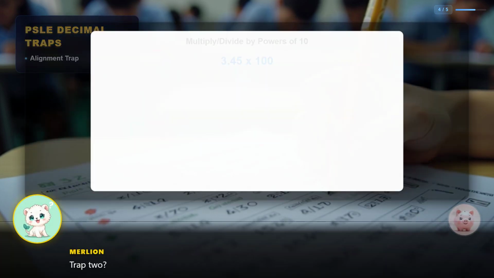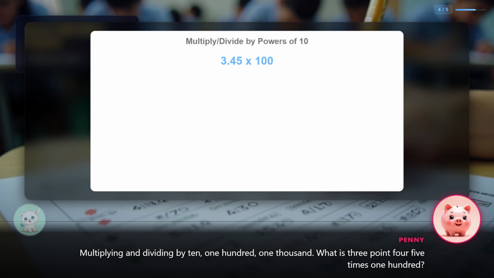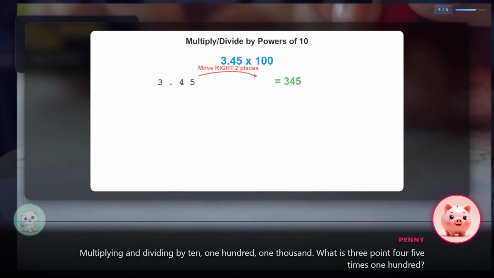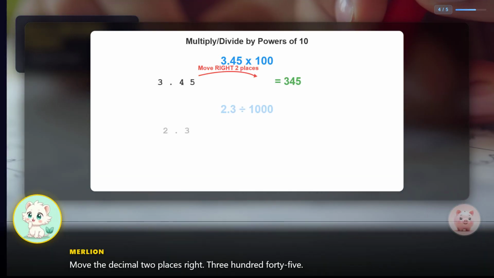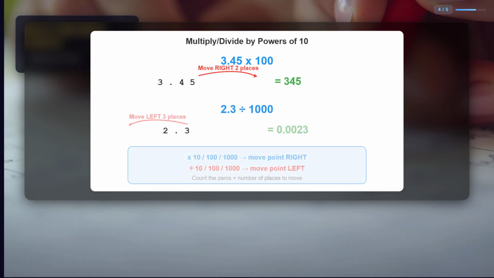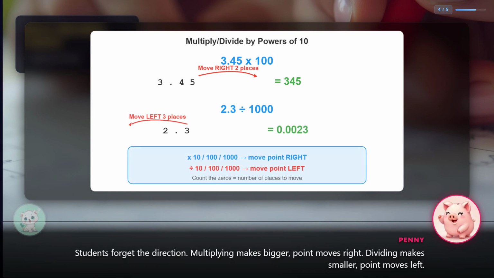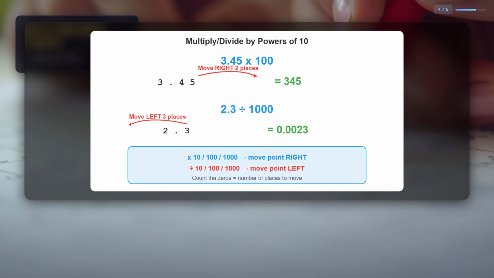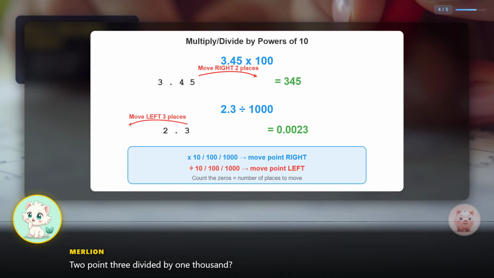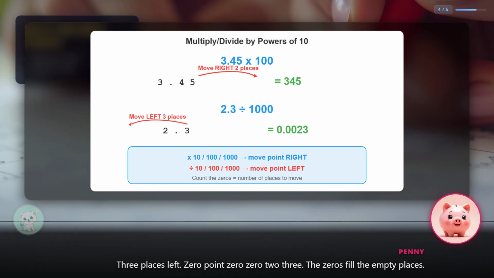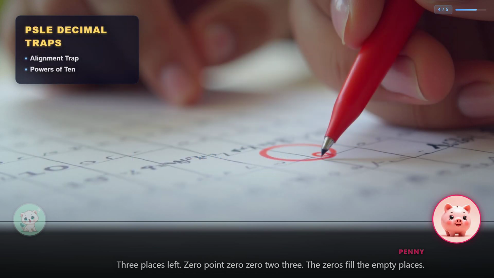Trap 2? Multiplying and dividing by 10, 100, 1,000. What is 3.45 times 100? Move the decimal 2 places right. 345. Students forget the direction. Multiplying makes bigger. Point moves right. Dividing makes smaller. Point moves left. 2.3 divided by 1,000? 3 places left. 0.0023. The zeros fill the empty places.